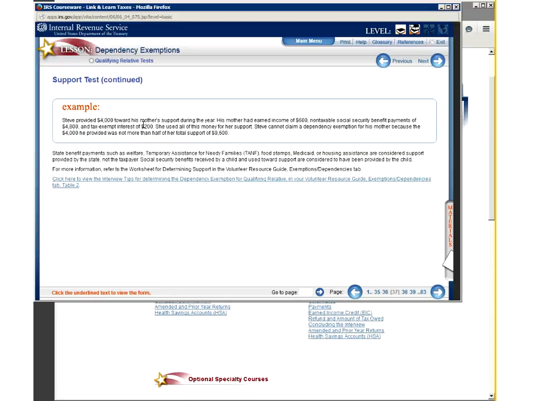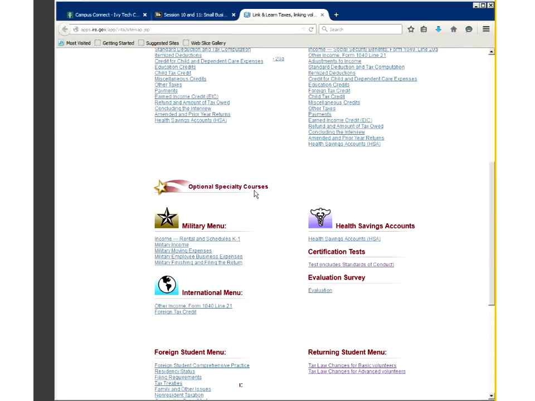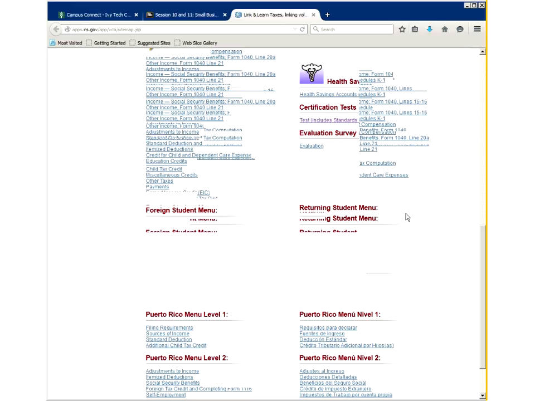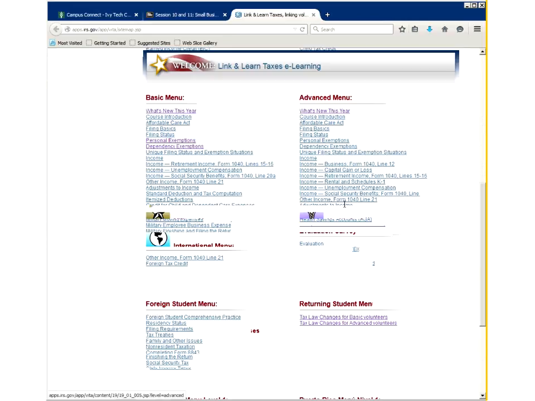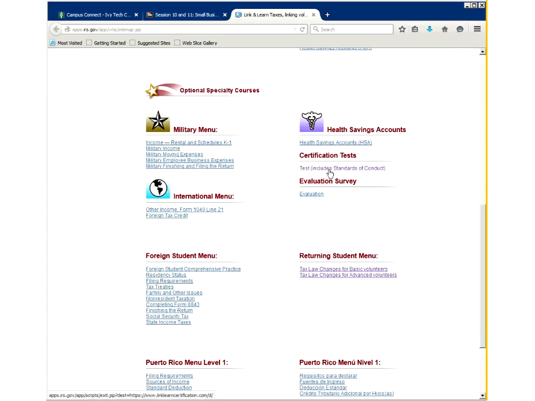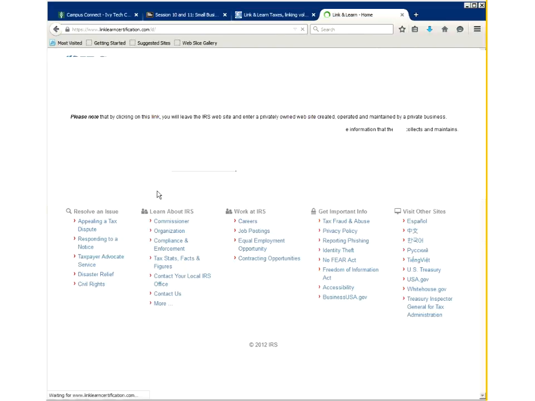And then it goes on and gives another example. And it keeps giving different examples with different amounts. So we have to decide, does this individual have the support that it takes? I think those examples are great ones to go through. And when you've gone through most of those examples, the next thing that you're going to do is go to this certification test. Just scroll down the link a little bit and click on the test link, leave the IRS site.